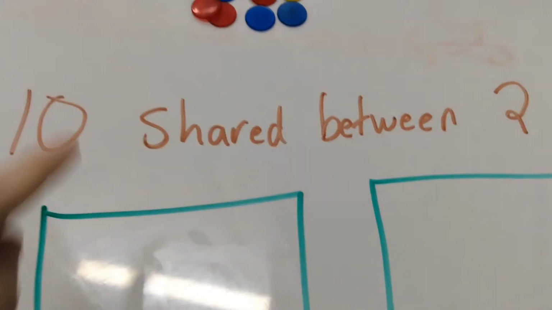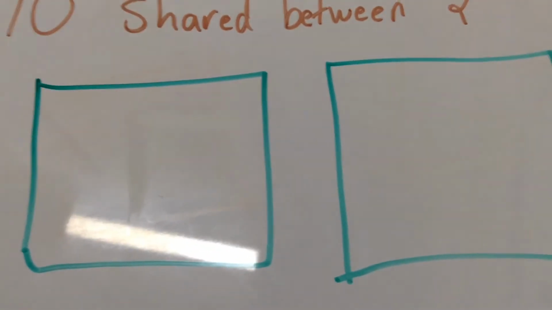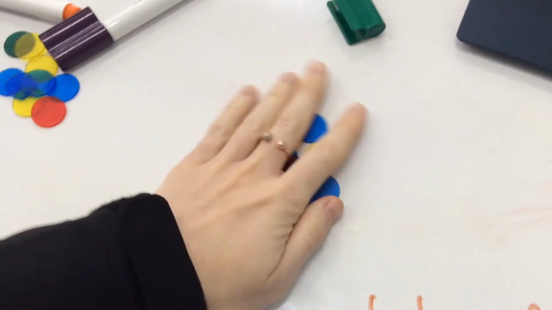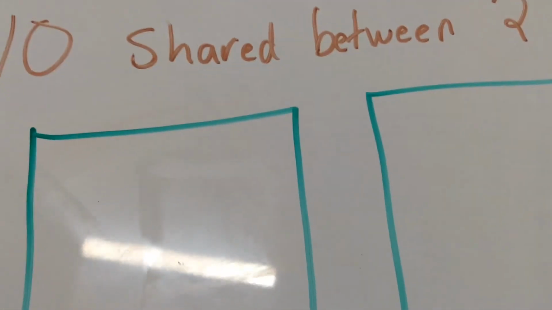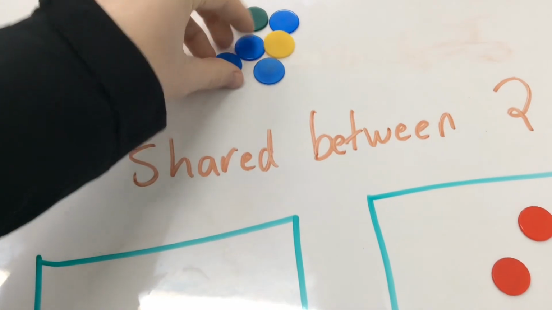So here we have 10. So 10 is our total and we are sharing it between 2. So we need to work out how many counters are going to go into each group. So here I have my 10 counters and I'm going to be sharing them between my 2 groups. Now remember, you could do 1 per group or 2 per group. I'm going to start sharing 2 per group.